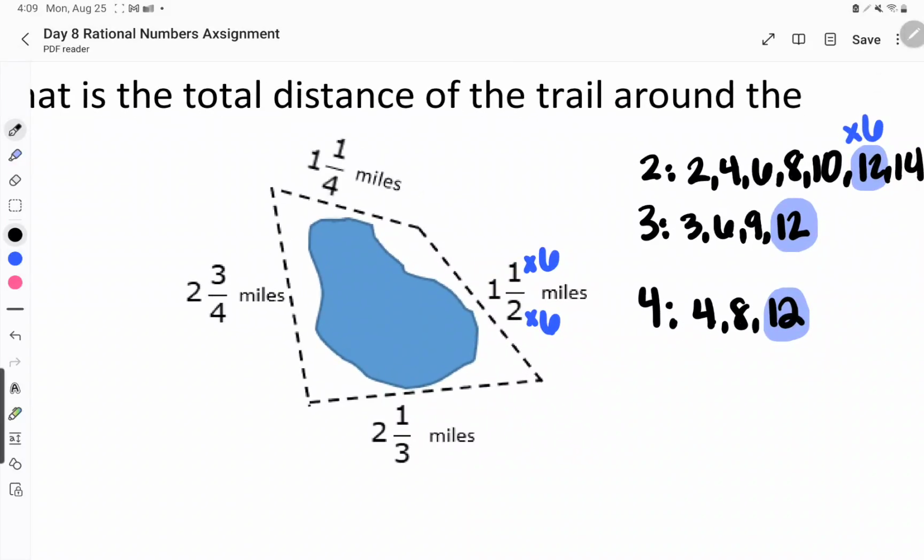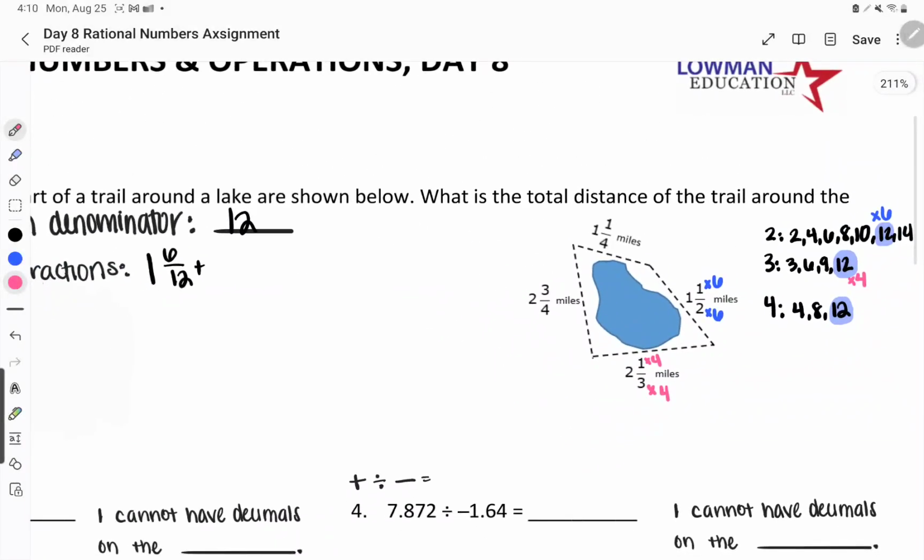How do I get from 3 to 12? I multiply times 4. So to this 3 right here, I would multiply times 4, and I multiply the 1 times 4 as well. When I would rewrite that, I would rewrite my 2, and then I would have 1 times 4, and 1 times 4 gives me 4, and then I would have 3 times 4, and 3 times 4 gives me 12.